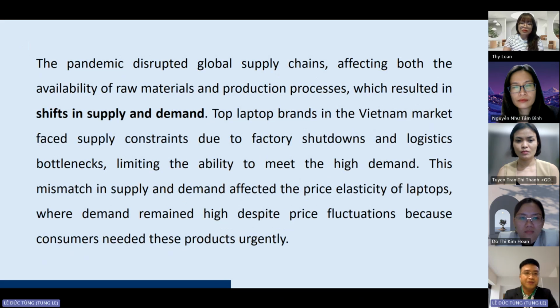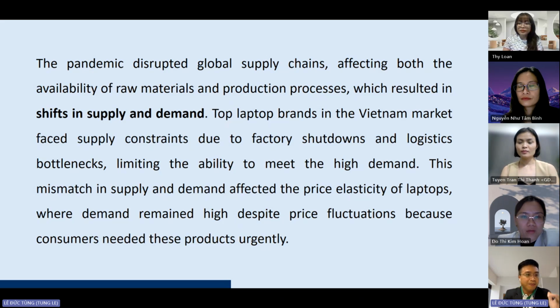The pandemic disrupted global supply chains, affecting both the availability of raw materials and production processes, which resulted in shifts in supply and demand. Top laptop brands in the Vietnam market faced supply constraints due to factory shutdowns and logistics bottlenecks, limiting the ability to meet the high demand. This mismatch in supply and demand affected the price elasticity of laptops, where demand remained high despite price fluctuation because consumers needed these products urgently.